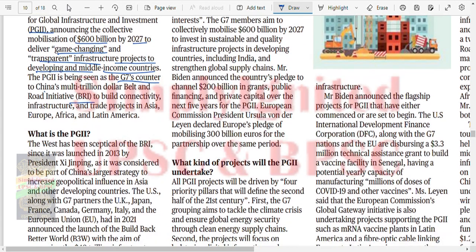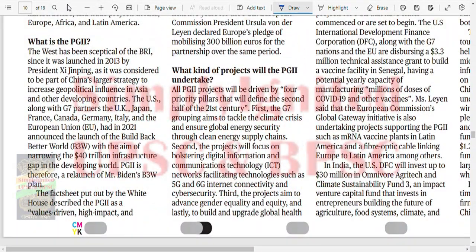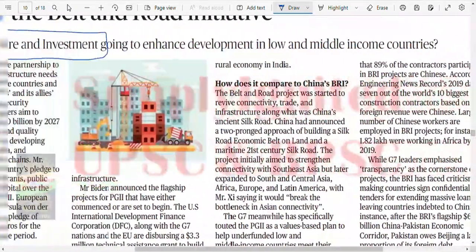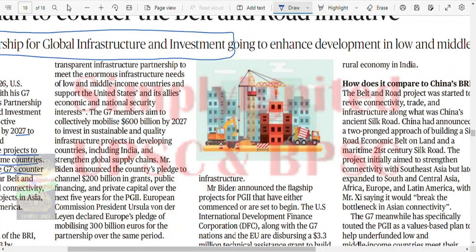Okay, what is PGII? The West has been skeptical of BRI since it was launched in 2013 by the President of China, as it was considered to be part of China's larger strategy to increase geopolitical influence in Asia and other developing countries. The US, along with G7 partners, had in 2021 announced the launch of Build Back Better World with the aim of narrowing the 40 trillion infrastructure gap in the developing world. PGII therefore is a relaunch of the B3W plan. The fact sheet put out by the White House described PGII as a value-driven, high-impact and transparent infrastructure partnership to meet the enormous infrastructure needs of low and middle income countries and support the United States and its allies' economic and national security.